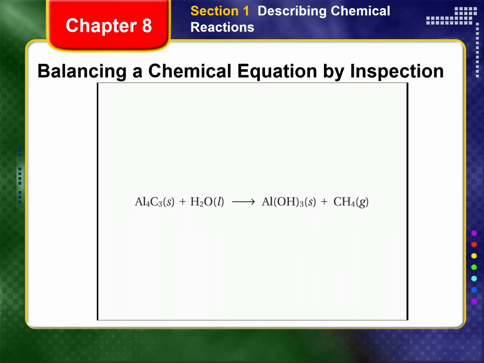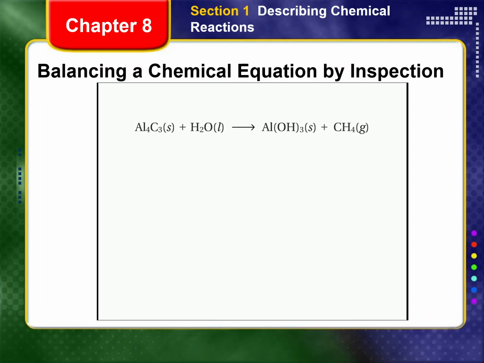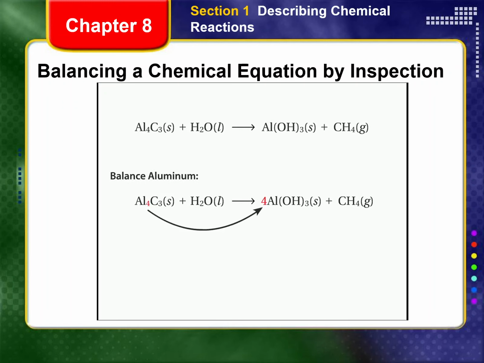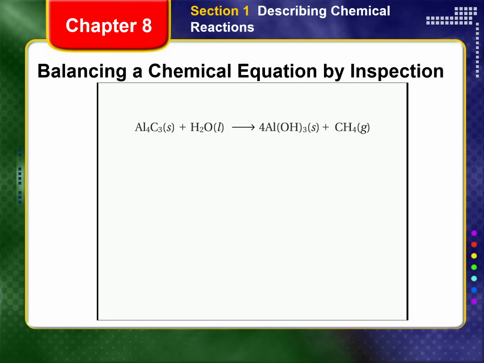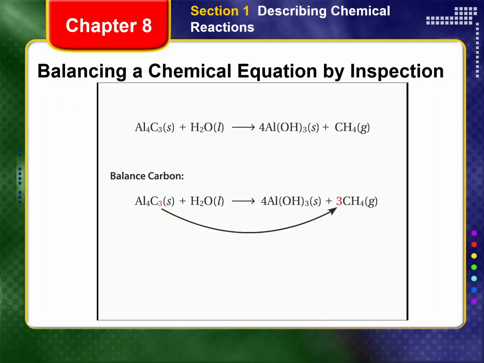Now, convert the word equation to a chemical equation with chemical formulas. Now balance atoms one element at a time by matching the coefficient times the subscript on the left side of the reaction to the coefficient times the subscript on the right side of the equation for each element. Start with elements that are only in one reactant or product. In this example, the 4 aluminums in one molecule of aluminum carbide lead to 4 molecules of aluminum hydroxide. The 3 carbon atoms in one molecule of aluminum carbide on the reactant side lead to 3 carbon atoms in the molecules of methane on the product side.